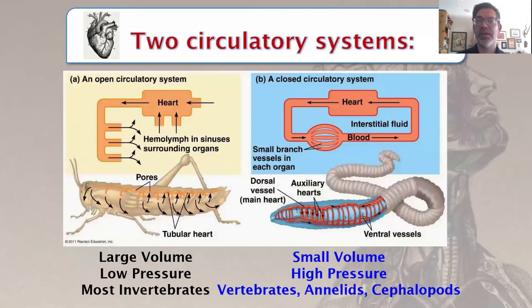Animals have two main types of circulatory systems. Most invertebrates have an open circulatory system, where hemolymph, their version of blood that has no cells in it, is pumped from the heart into the body cavity and then sucked back up into the blood vessels. This requires a lot of fluid, but the heart does not need to beat as strong. Vertebrates, annelids, and cephalopods have a closed circulatory system, where the blood does not leave the blood vessels.